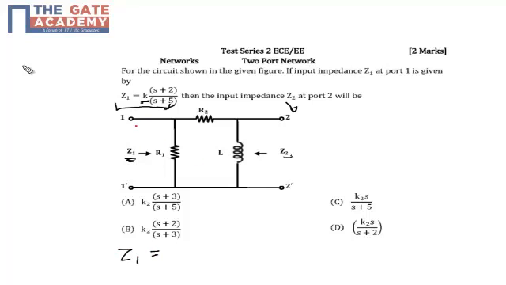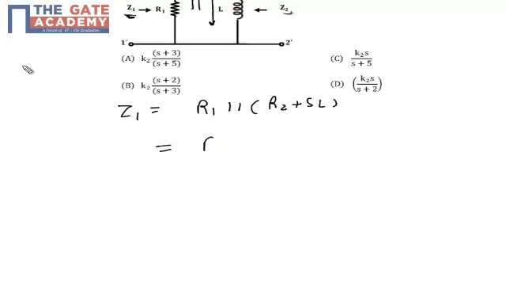If we calculate the expression for Z1, which is the impedance across terminal 1 and 1 dash, we can see that the resistor R2 and inductor L are in series, and this whole combination is in parallel with resistor R1. So my effective impedance will be R1 parallel with R2 plus SL, because my impedance expression is given in the S domain. So this expression will be R1 times (R2 plus SL) upon (R1 plus R2 plus SL).